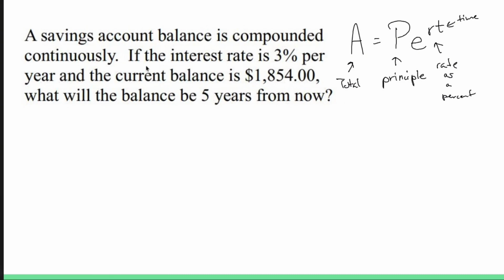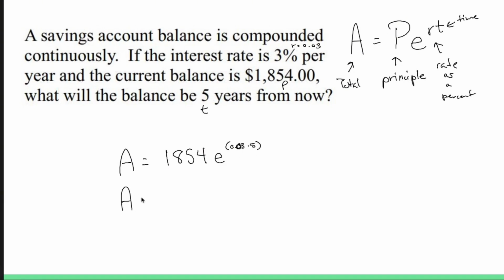All right, so if the interest rate is 3%, that means r is 0.03. And the current balance is that. What will the balance be 5 years from now? So that's my principal and that's my time. So this is a matter of saying A equals P, which is going to be 1854, times the number e to the rt, which is 0.03 times 5. And now it's a calculator exercise.